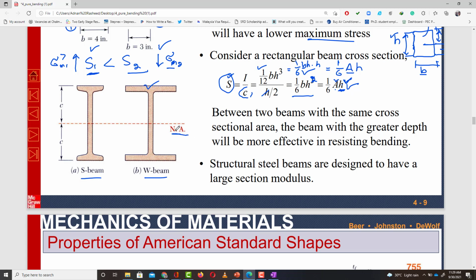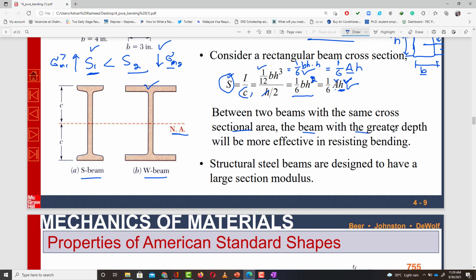Clear? So now, between two beams with the same cross-sectional area, the beam with greater depth will be more effective in resisting bending. Structural steel beams are designed to have large section modulus. Clear? So this is the short flange beam, this is wide flange beam. Clear? So in between these two beams, which will you prefer to select? Any answer?